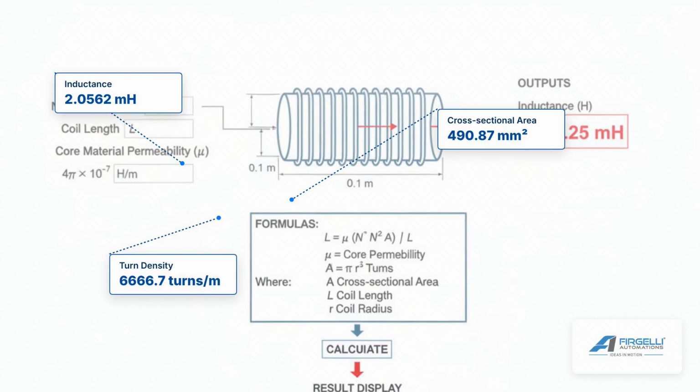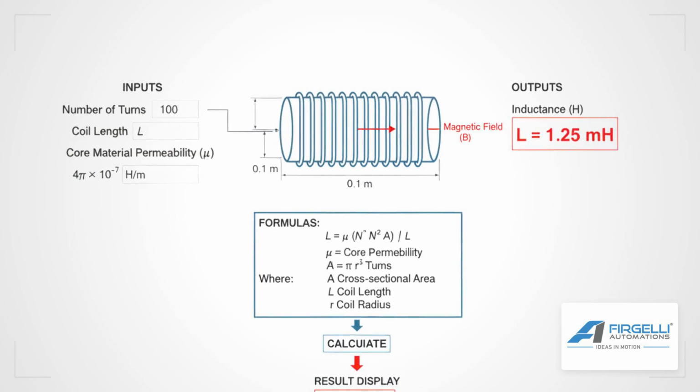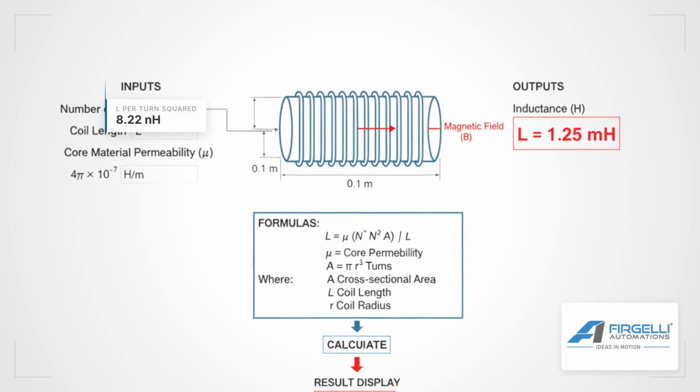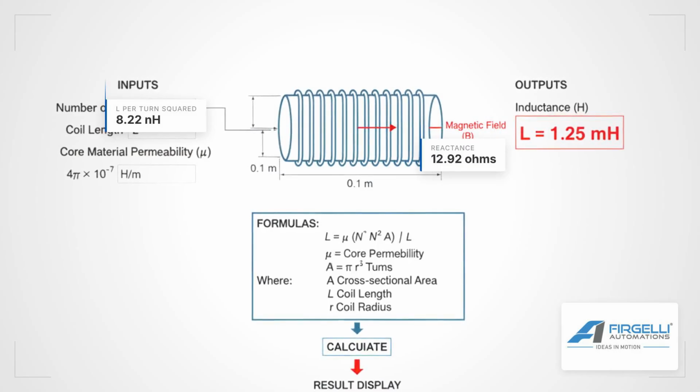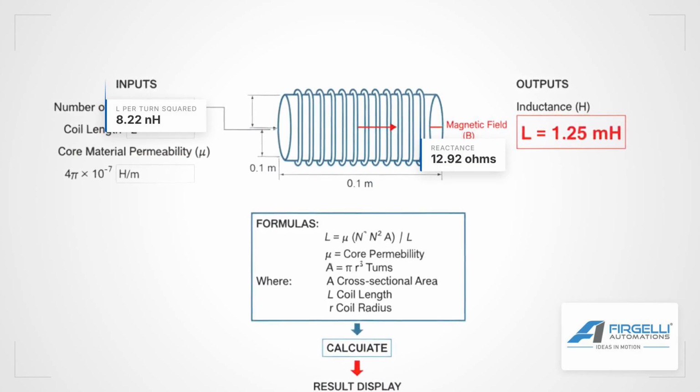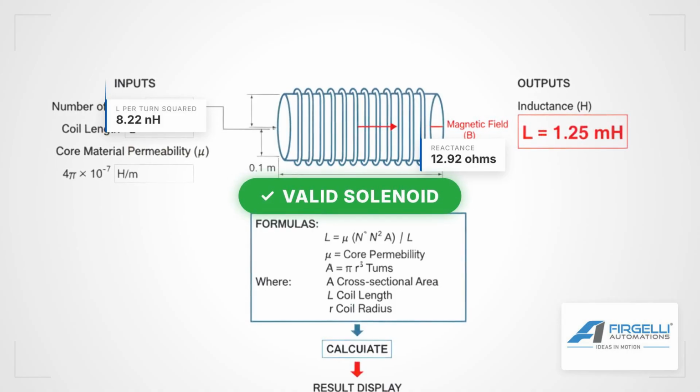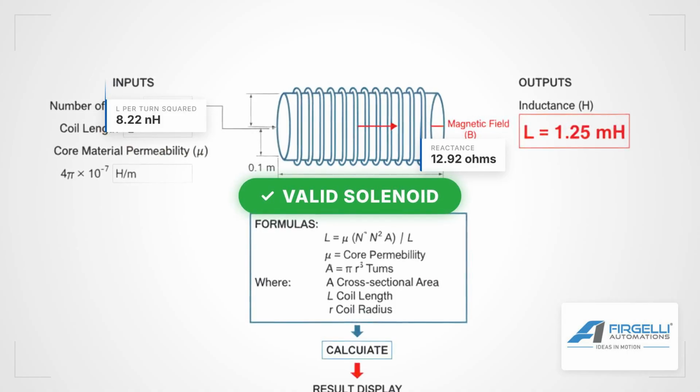Turn density is 6,666.7 turns per meter. L per turn squared equals 8.22 nanohenries per turn squared, useful for scaling calculations. Reactance at 1 kHz is 12.92 ohms, showing the opposition to AC current. The status confirms valid solenoid.